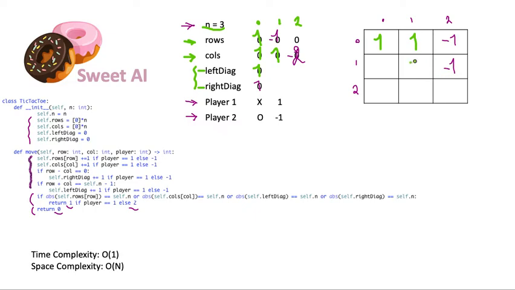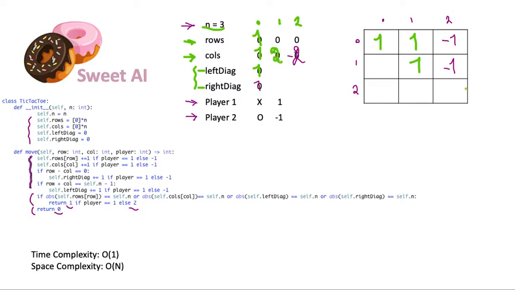So player 1 makes another move. It's going to put 1 here, so at index 1 at row and index 1 at column. So what we're going to do, -1 plus 1 is going to be 0. And for the column, it is going to be 2 here at column 2.